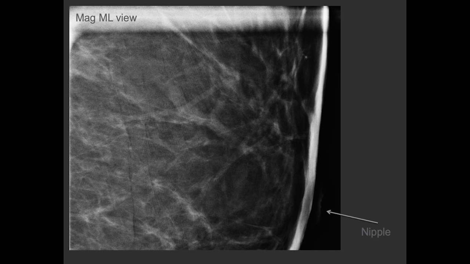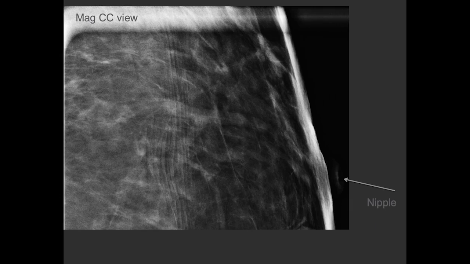And here's back to our case example, our 32-year-old with suspicious left nipple discharge. This was the magnification view obtained in the ML projection, and I've indicated where the nipple is because it's a little bit hard to see. You can see that there are no microcalcifications, but there is a single dilated ductal structure. Same thing is seen on the CC view. The ductal structure is right below the nipple, slightly in the upper outer quadrant of the left breast.